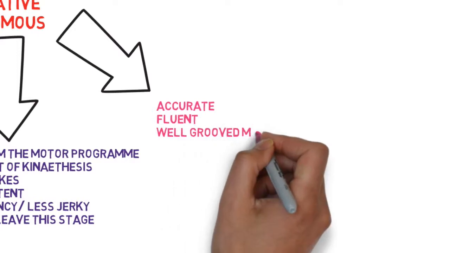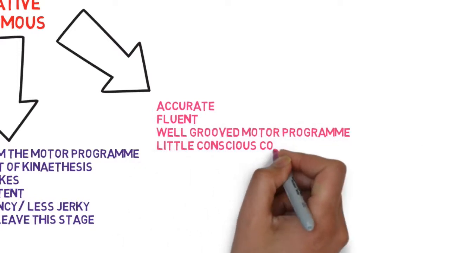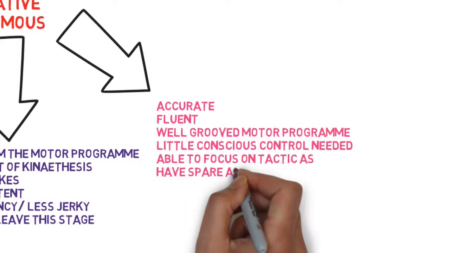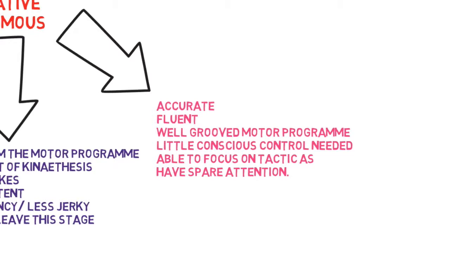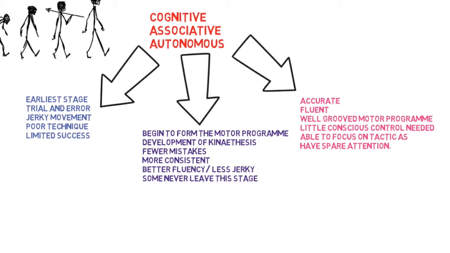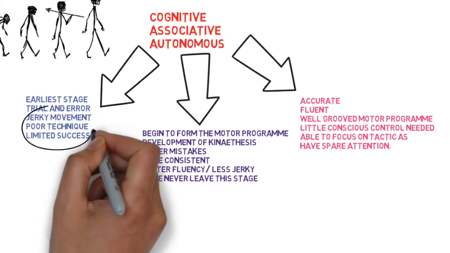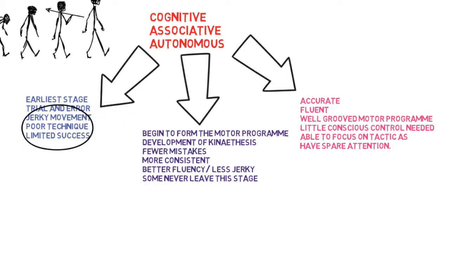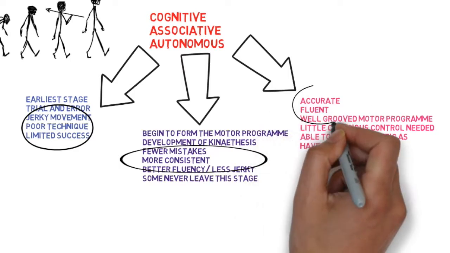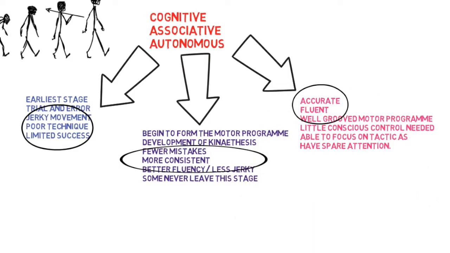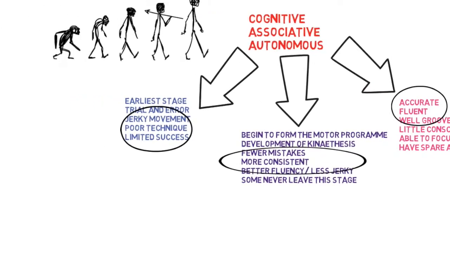So there's a greater amount of accuracy, fluency, it's a well-grooved motor program and gives you more time to think about other things, and it's known as spare attention, where you can focus on potentially tactics. So what they actually look like is, in the cognitive phase you've got poor technique and limited success, in the associative you have more consistency, and in the autonomous there is accuracy and fluency. Okay, so there's the stages of learning.